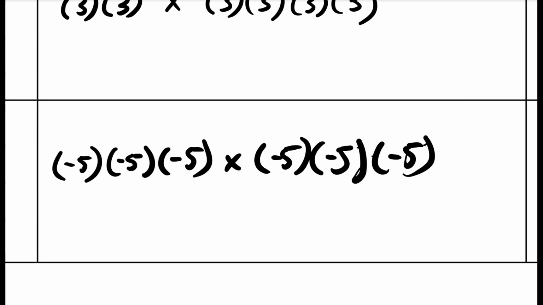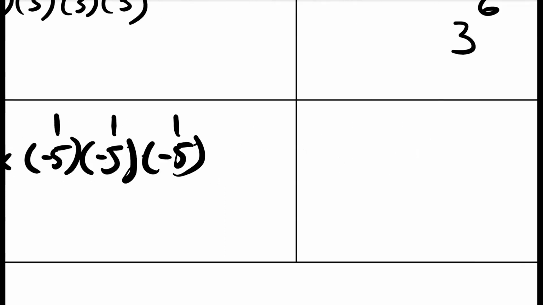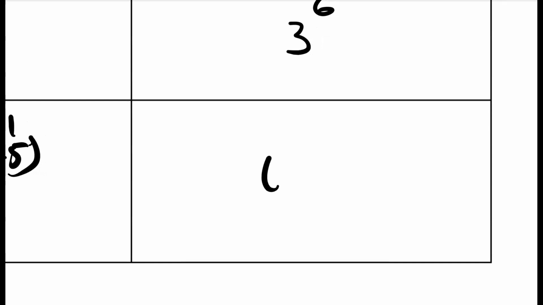And if we add these up, we have 1, 2, 3, 4, 5, and 6. So we have negative 5 in brackets to the power of 6.